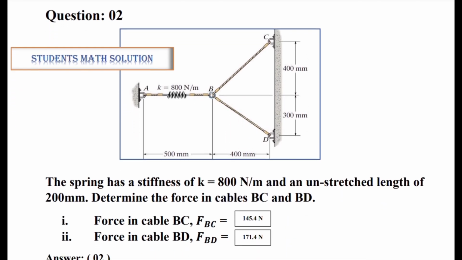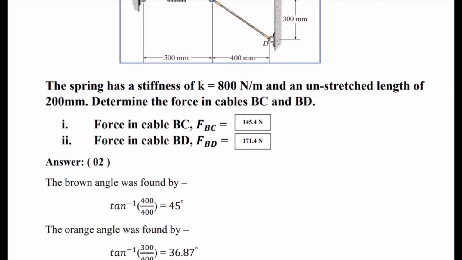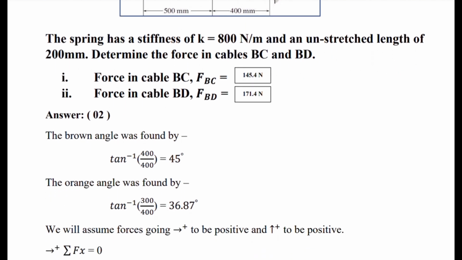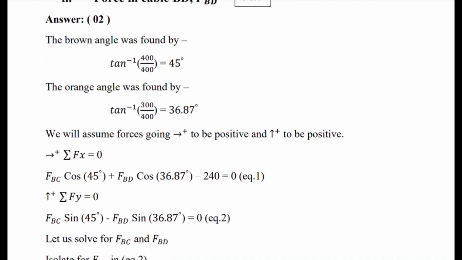We'll start by calculating the amount of compression in the spring. To do this, we need to measure the elongation of the spring from its equilibrium position. By knowing the spring's length and the amount it is stretched, we can determine the compression.